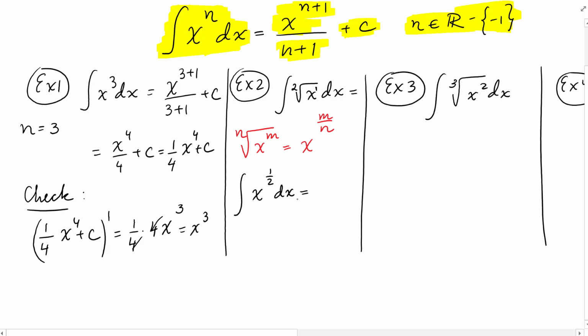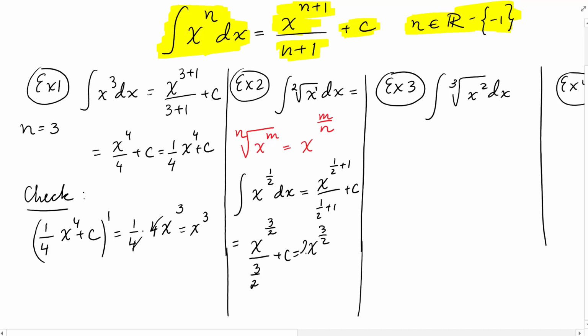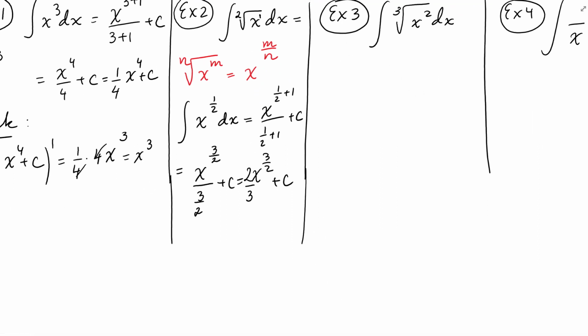We get the integral of x to 1/2, which based on the formula is x to 1/2 plus 1 over 1/2 plus 1 plus a constant. So we get x to 1/2 plus 1 is 3 over 2, then divided by 3 over 2 plus c. But of course we are gonna arrange this a little bit. So x to 3 over 2 and then divided by 3 over 2 means times 2 over 3 plus c. Since our original problem was in radical notation, we are going to write the answer in radical form as well. So it's 2 over 3 square root of x to the third plus c.